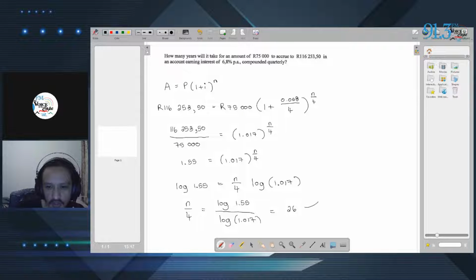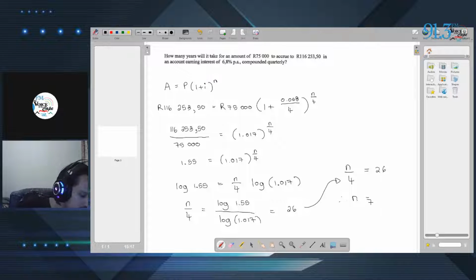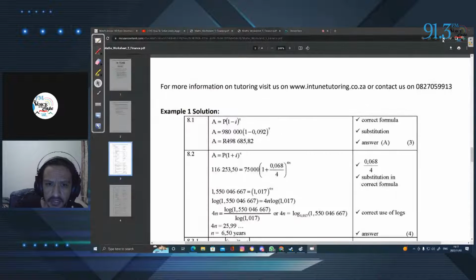Now guess what? We end up with n over 4 is equal to 26, and therefore n is going to be 26 times 4, which gives me a value of 103. Well, 104 because 103.99. Let's see if we are correct. It seems a bit odd. 104 years does not look right. But let's take a look here.